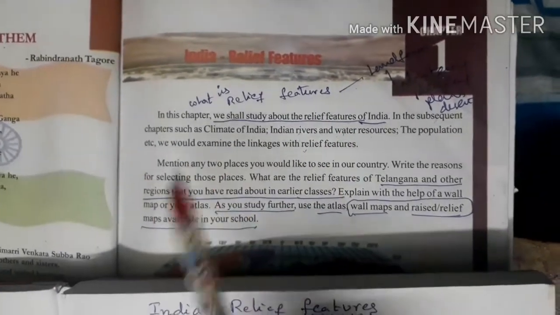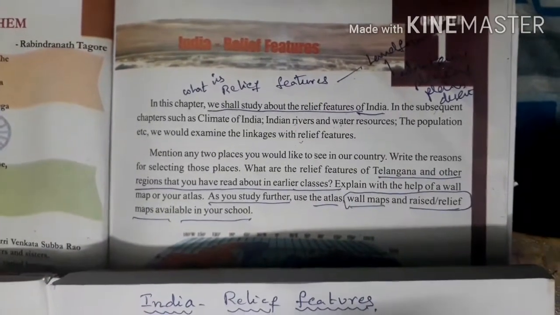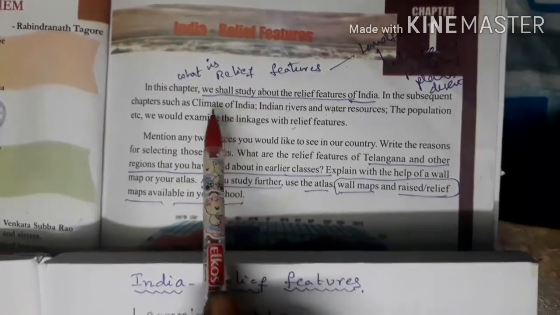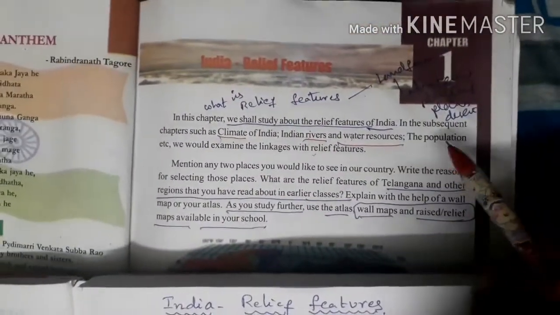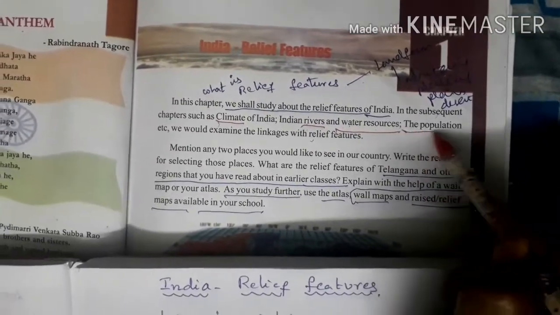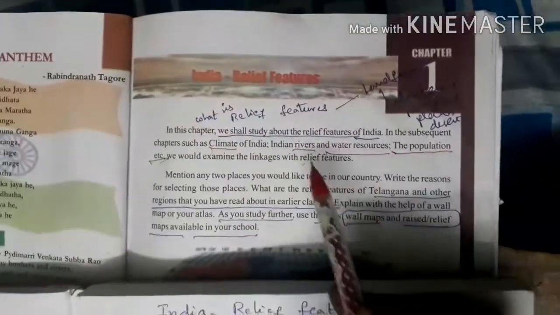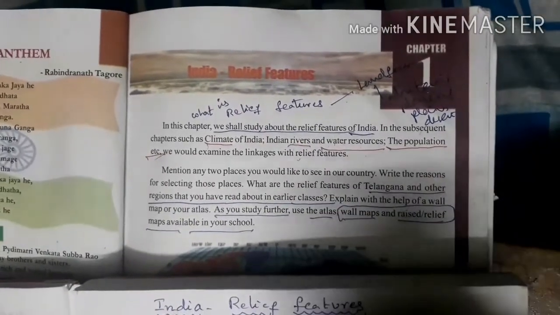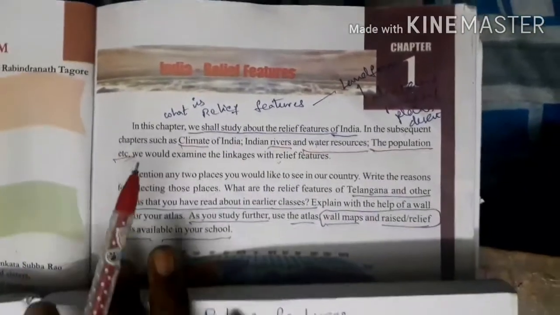And next, how is India influenced by relief features? Which relief features are influencing India? Just see. Climate of India, rivers, water resources and the most important cause, that is the population, etc. So climate, rivers, water resources, population, atmosphere, these are all influenced by India's relief features.